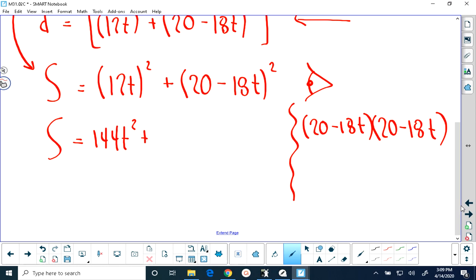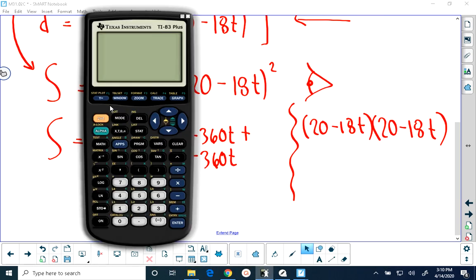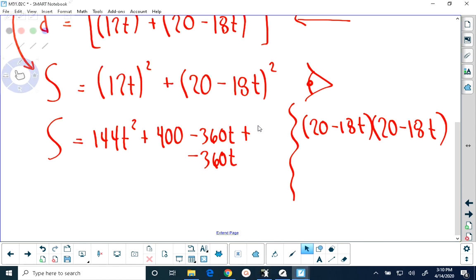So 20 times 20 is 400. My outer term will be 20 times negative 18t, which is negative 360t. My inner will also be negative 360t. And my last will be 18 times 18. I'm embarrassed to say I don't know what 18 squared is. I want to say it's 384, but I guess we'll find out. 324, so plus 324 t squared.